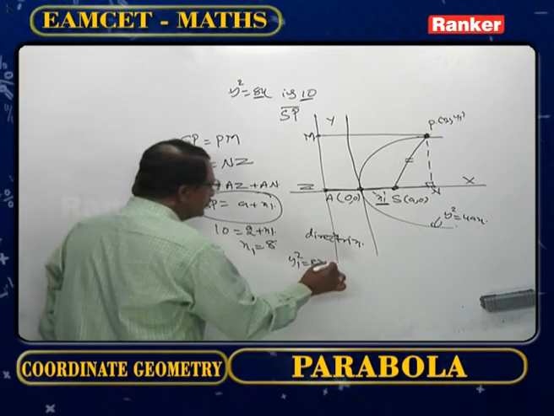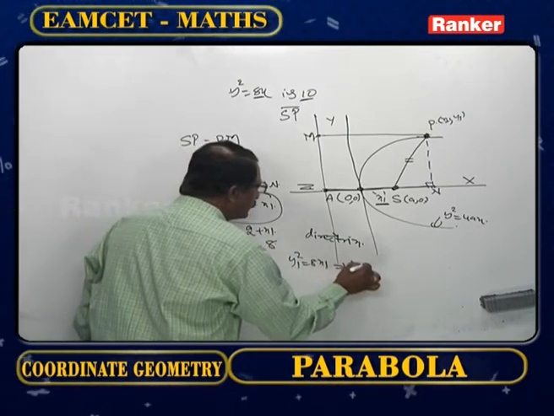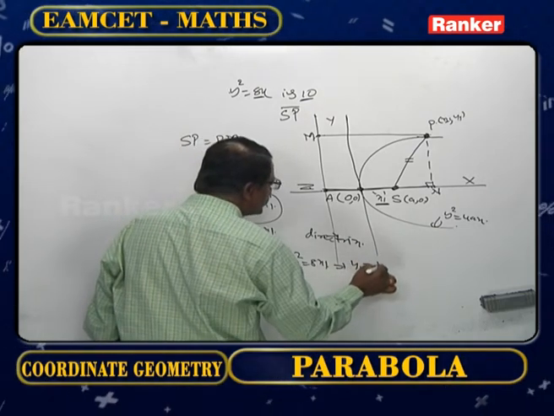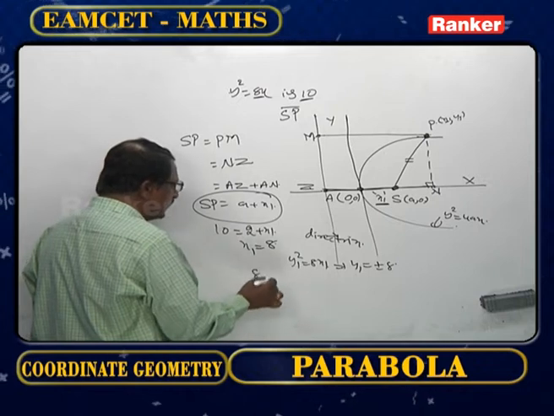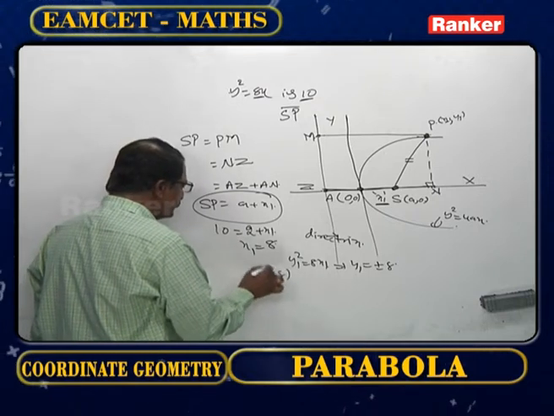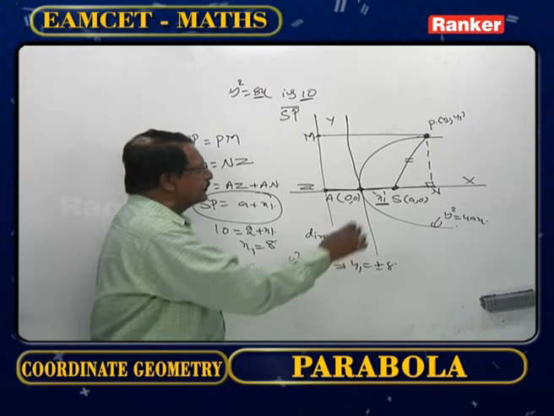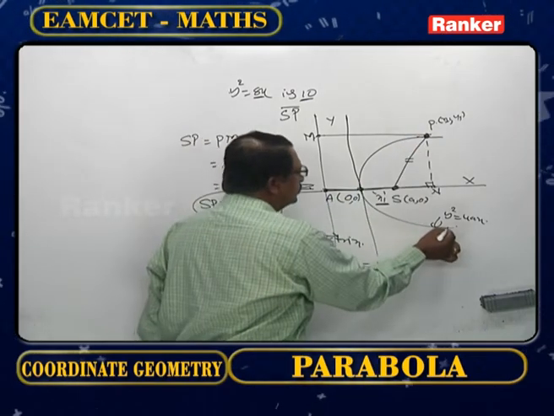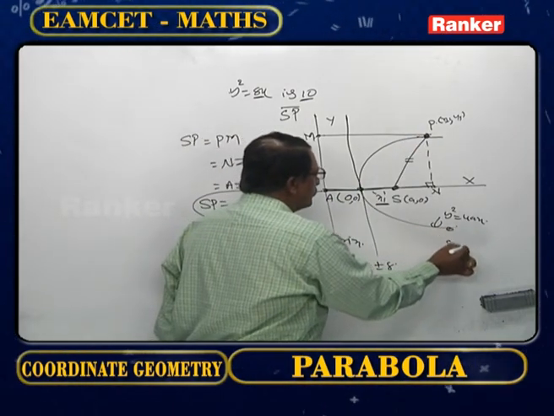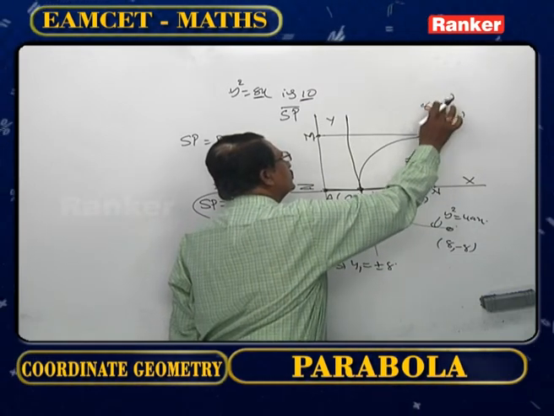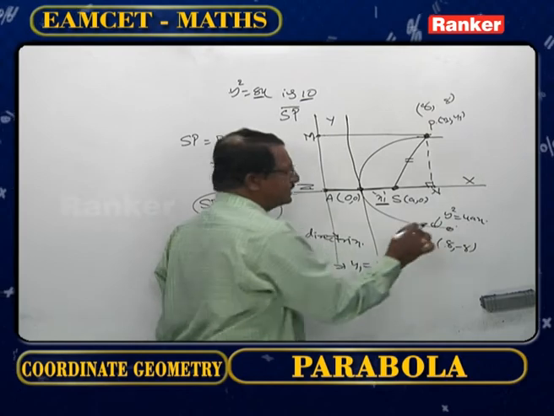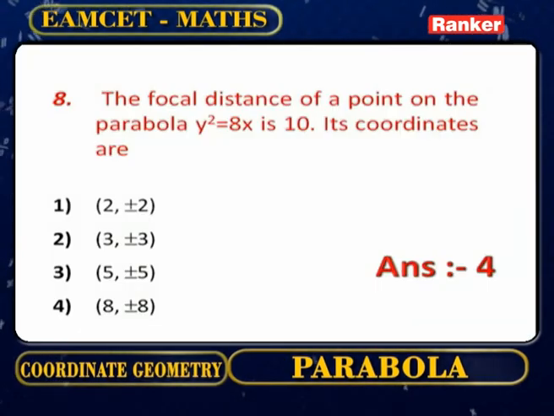Now the point (x1, y1) lies on the parabola, then y1 square equals 8x1. Substituting x1 equal to 8, y1 equals plus or minus 8. Now the required points are (8, plus or minus 8). 8 comma 8 is one point, another point is 8 comma minus 8. Now the fourth option is correct.